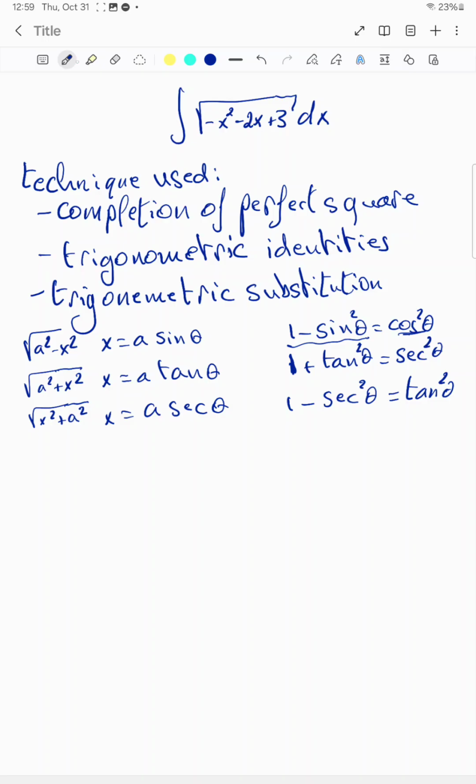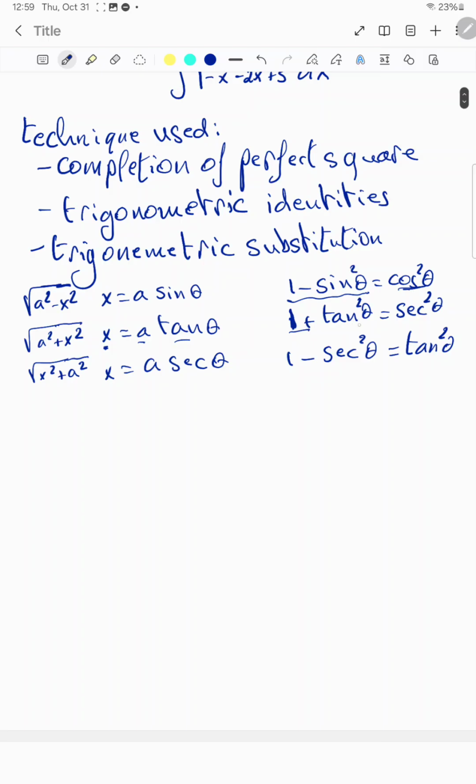If I have the square root of a squared minus x squared, I can take x equal to a sine x, and I will be using the trigonometric identity 1 minus sine squared of x equals cosine squared of x. And if I have the square root of a squared plus x squared, I will use x equal a tan of x, and I will use the trigonometric identity 1 plus tan squared of x equals sec squared of x.